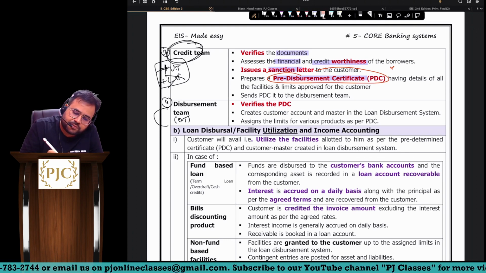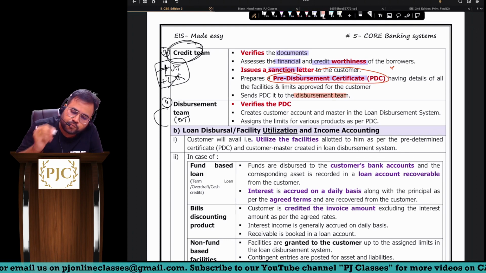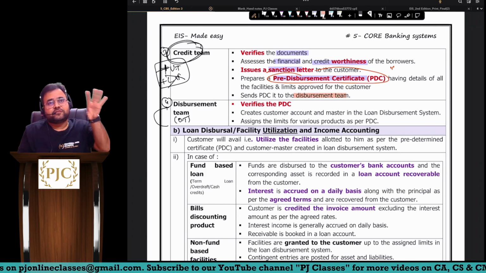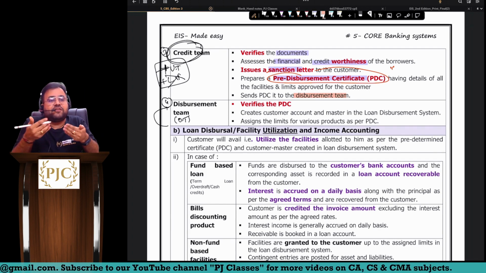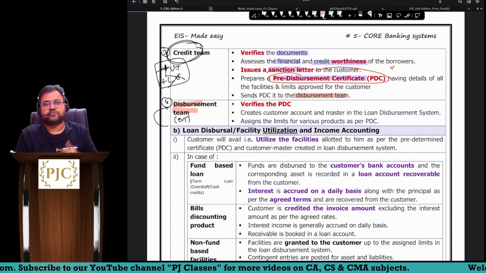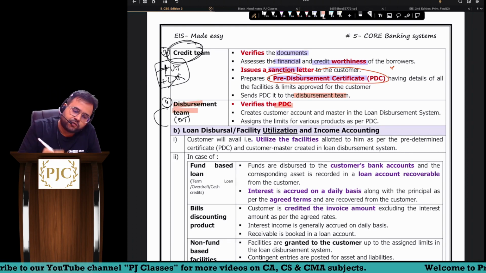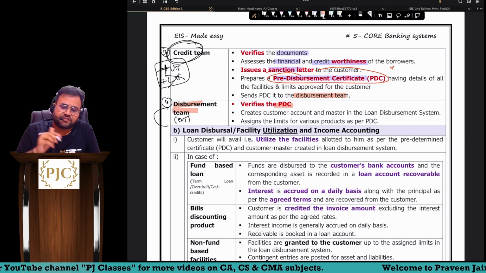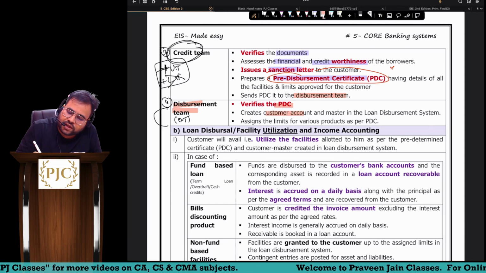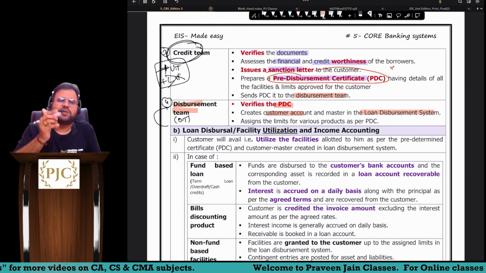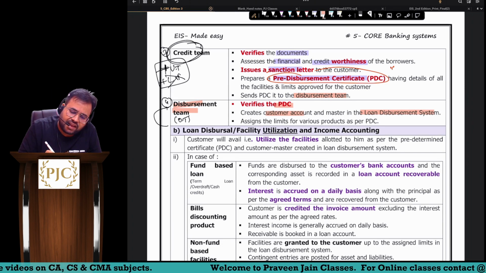Sir, this pre-disbursement certificate is given to whom, sir? Disbursement team, because the credit team will only tell how much amount is to be given. Sir, who will give this money? Obviously the disbursement team, sir. Now the disbursement team, what will they do, sir? They will verify the pre-disbursement certificate, and against that they will create the customer account and loan account in the loan disbursement system, that is nothing but CBS. And they will assign the limit also.